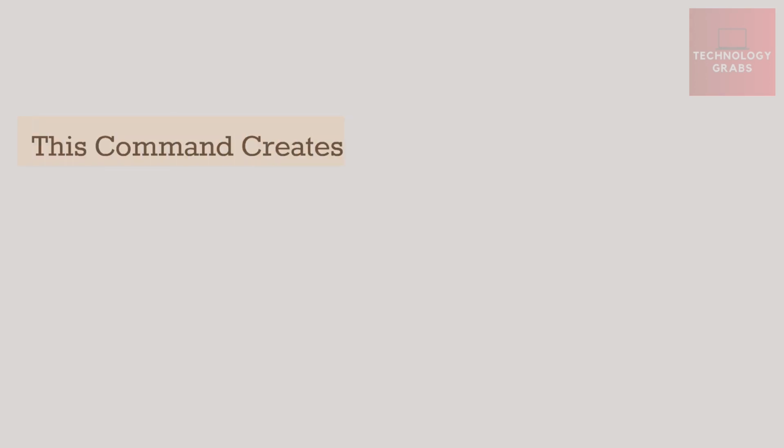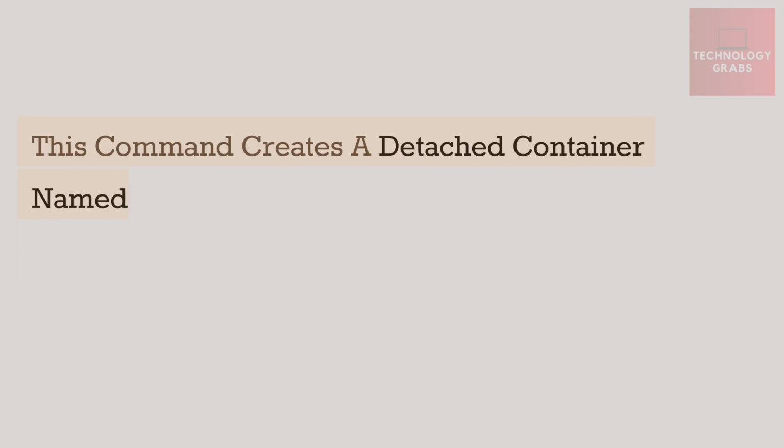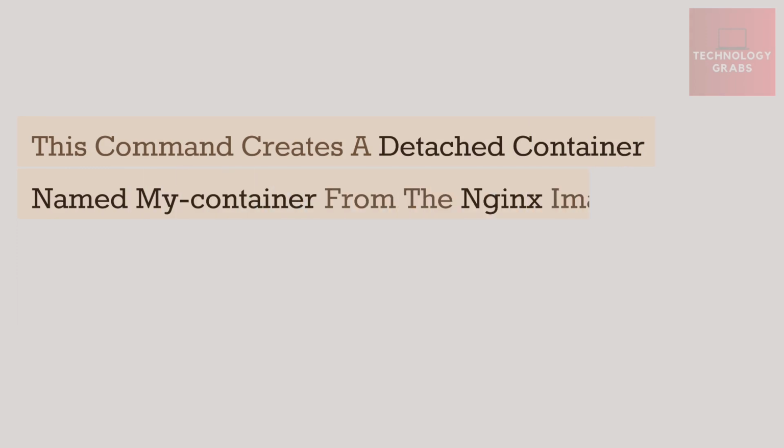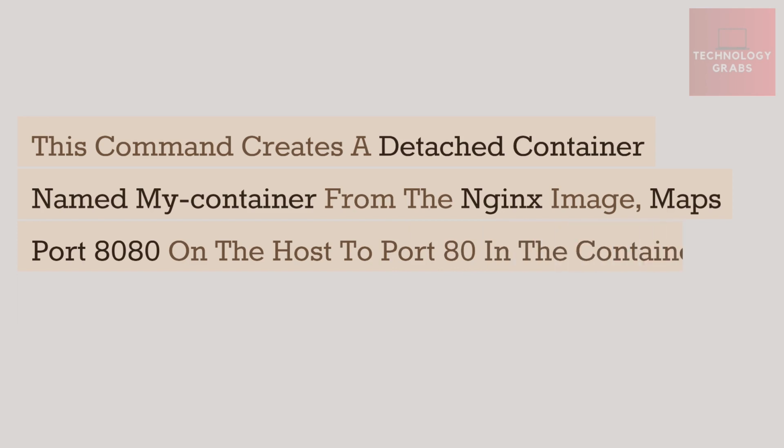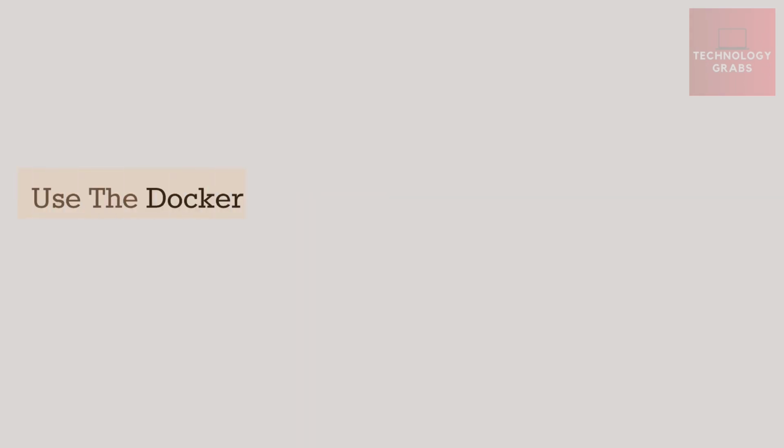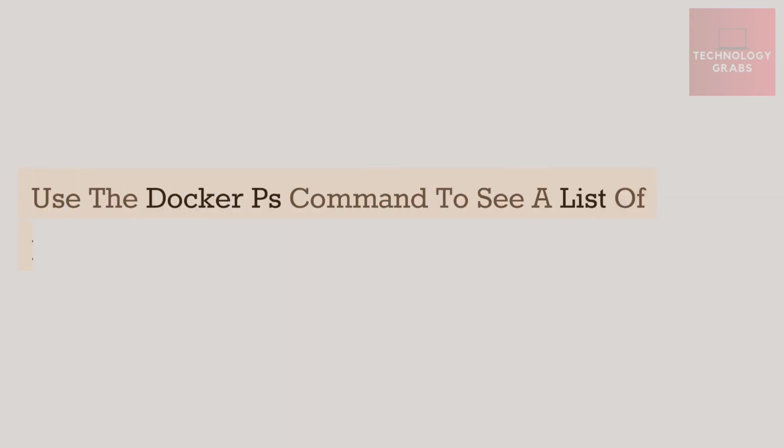This command creates a detached container named myContainer from the Nginx image, maps port 8080 on the host to port 80 in the container, and runs it in the background. View running containers. Use the docker ps command to see a list of running containers.